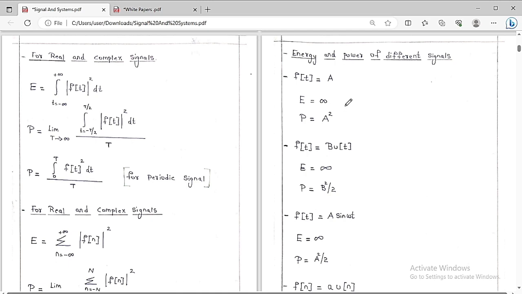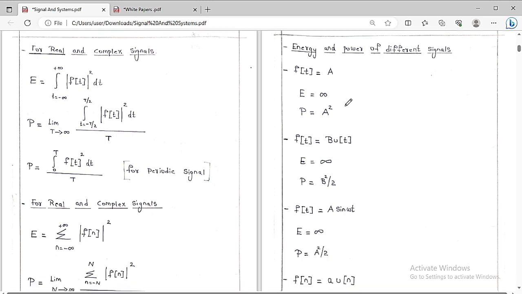So for the signal f of t is equal to a, its energy is equal to infinity and the power is equal to a square. So if a signal f of t is having a constant magnitude a for all the time from minus infinity to plus infinity, we can say this signal is having energy equal to infinity and the power is equal to a square.